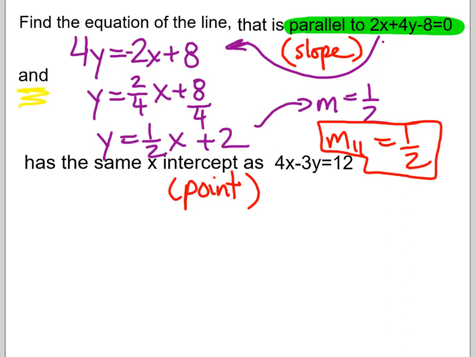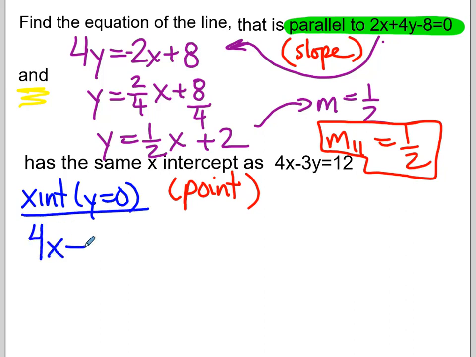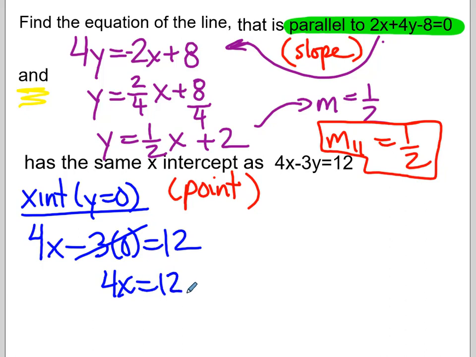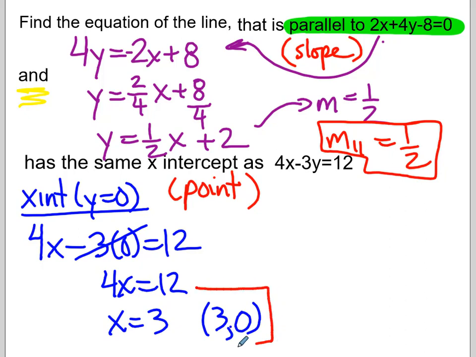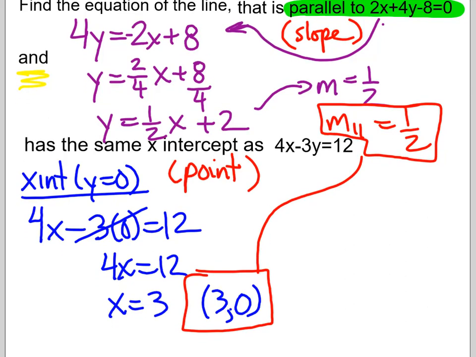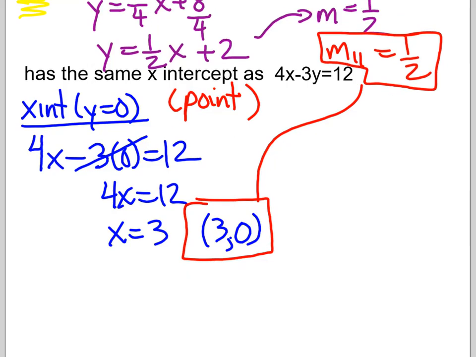Okay, let's go down here. Has the same x-intercept as this line. Well, let's use our skills we developed already. X-intercepts have a y value of 0. So I take this expression, I put a y value of 0 in there. 4x minus 3 times 0 equals 12. This is 0. 4x equals 12, x equals 3. So the point I need to use is 3, 0. So now, there's my slope, there's my point. I now have enough information to go and find the equation of this line.